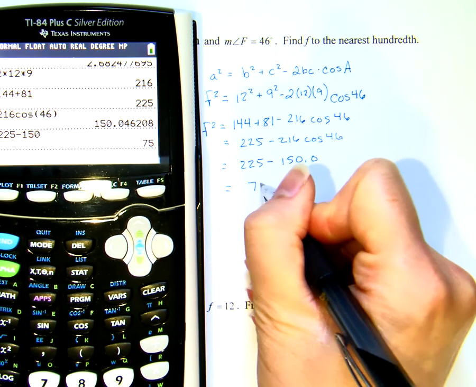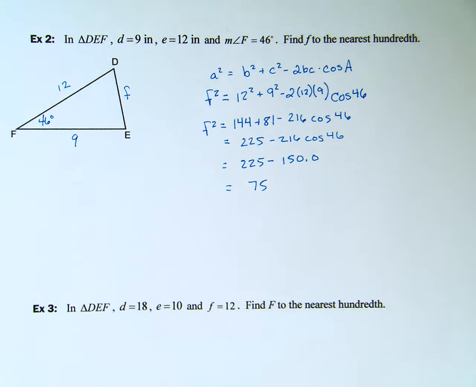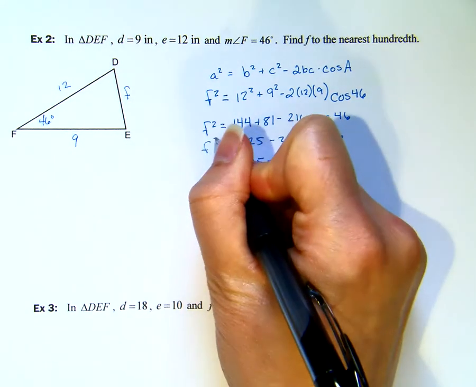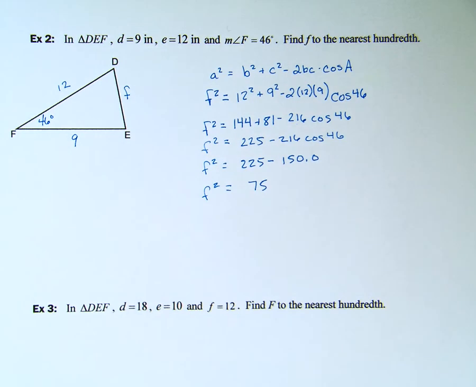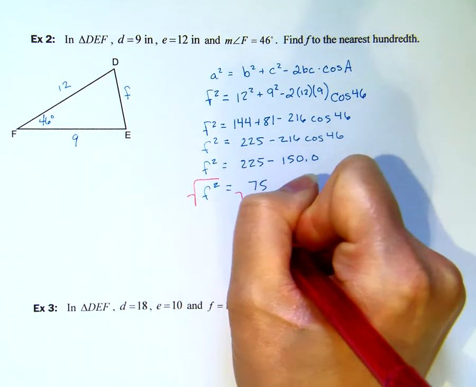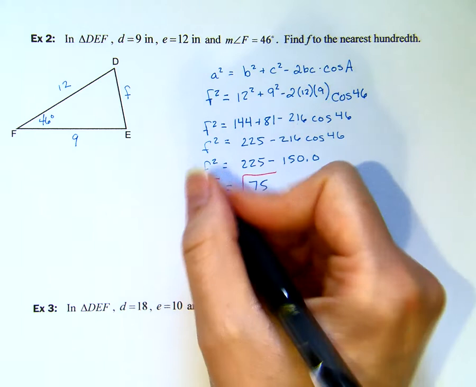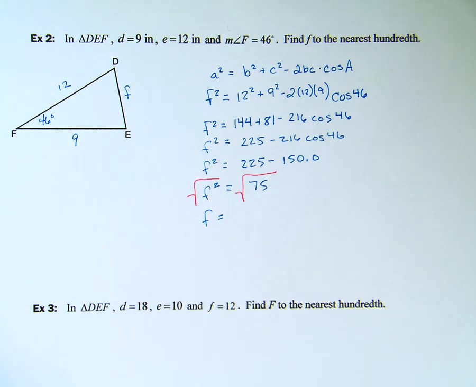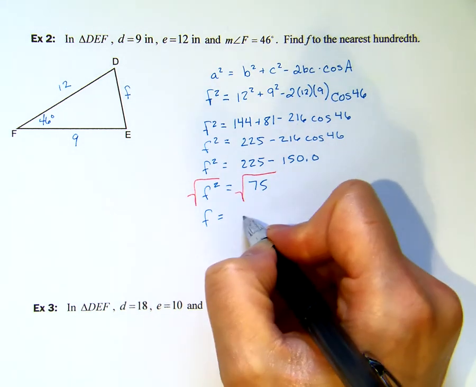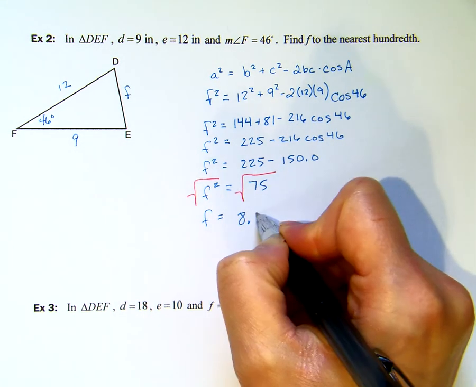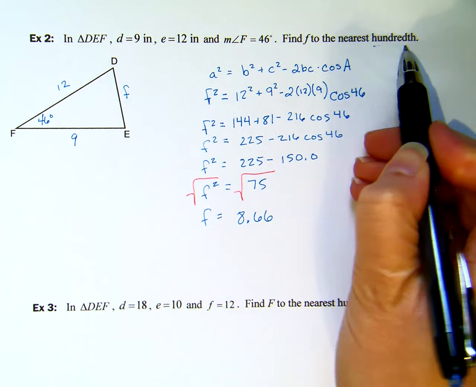So I get about 75 on this side of the equation. But we're not quite done. Remember, our equation was solving for f squared. So in order to solve for f, I've got to square root both sides of the equation. So side f should be about 8.66, nearest hundredths for this problem.